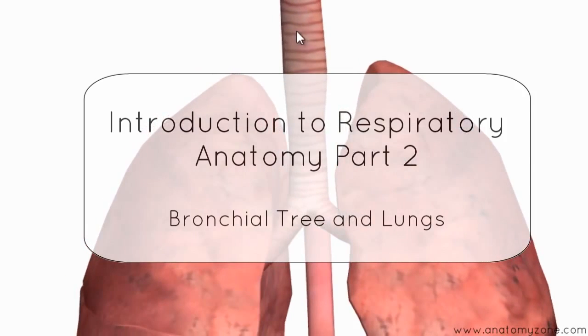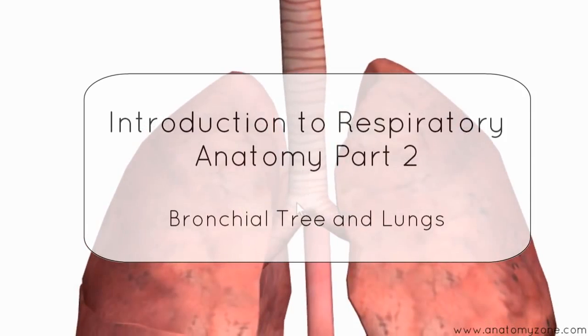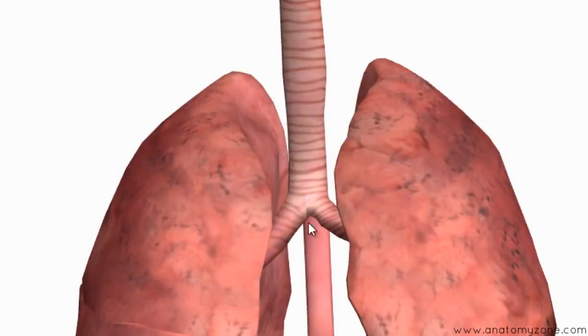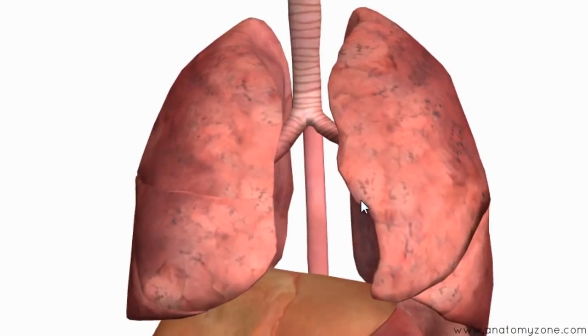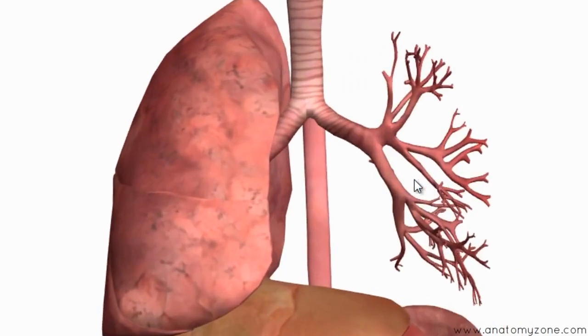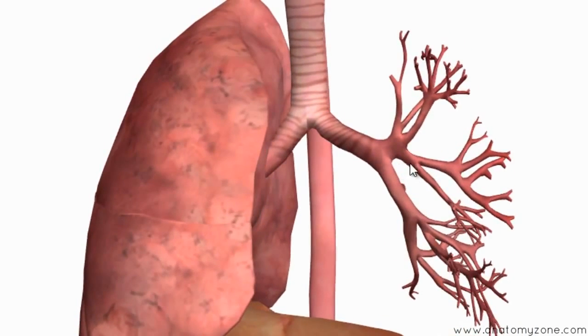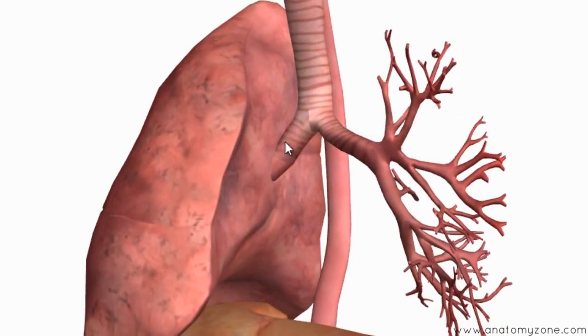So the trachea then splits into two. It splits into a right and a left primary bronchus. So bronchi is plural and bronchus is singular. I'll just remove one of the lungs so we can take a look at the bronchi. The place where the bronchus enters the lung is known as the hilum, and at the hilum there's a couple of other structures which enter the lung.